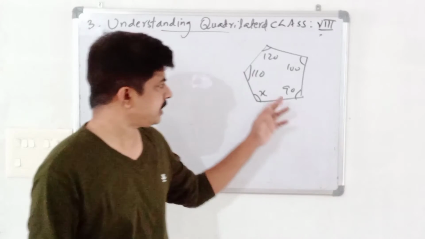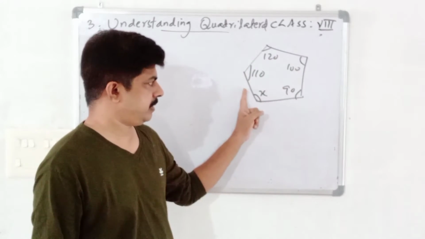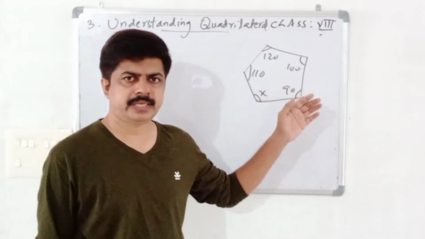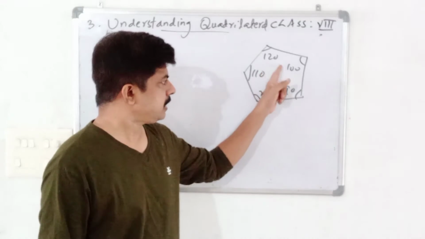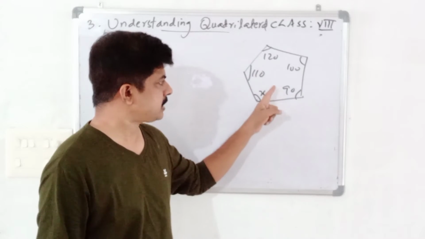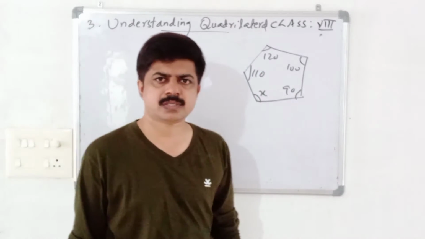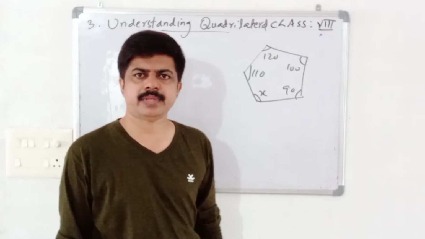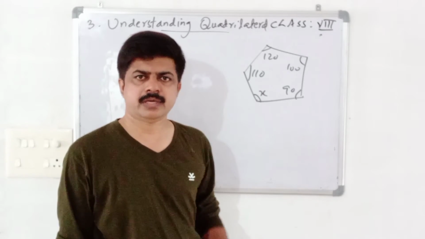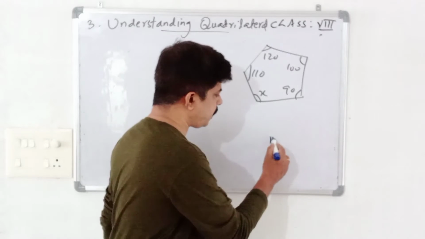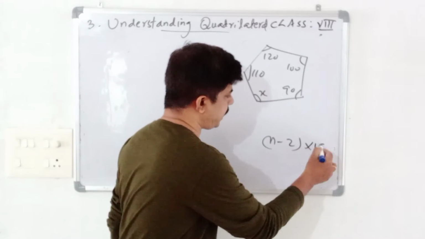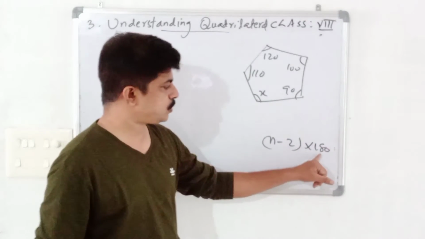Okay, here we are given a pentagon. We know that a pentagon has 5 angles. What will be the sum of the angles of a pentagon? If you have forgotten, we can calculate it using this formula: the sum of the angles of a pentagon is n minus 2 into 180.